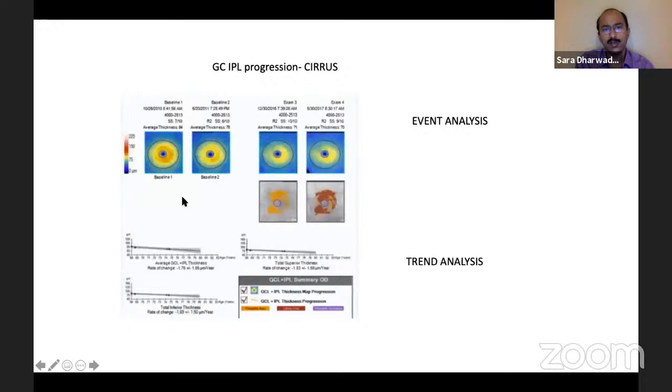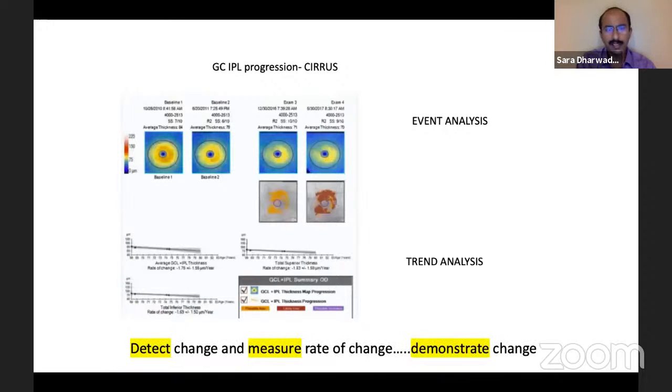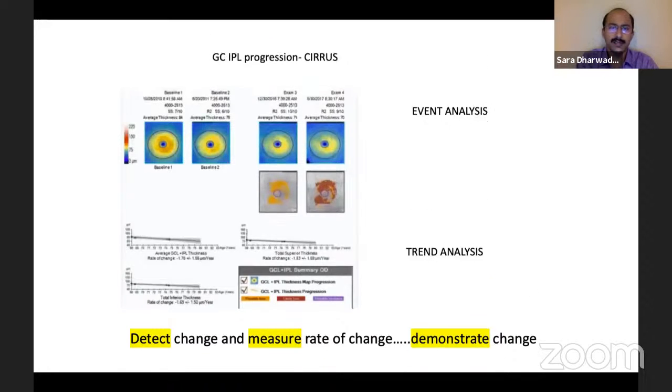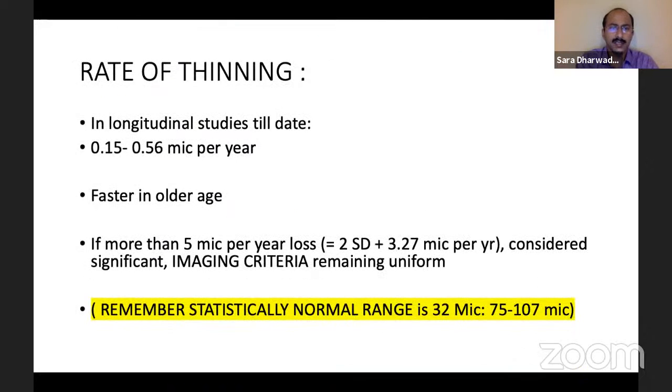And then once you make sure all these are in place, then this becomes a simple interpretation of the slope of the graph and the reading of the statistics of the calculator. So detecting change and measurement of the rate of change are very, very important, and this helps us demonstrate change to ourselves as well as the patient and demonstrate the efficacy of the treatment. Rate of thinning in longitudinal studies till date has been 0.15 to 0.6 microns per year, which is the physiological one, faster in older age, but more than 5 micron loss per year can usually be considered significant in most of the standard machines.